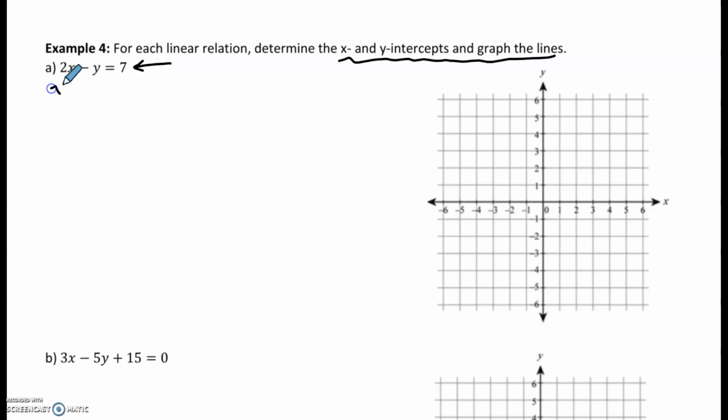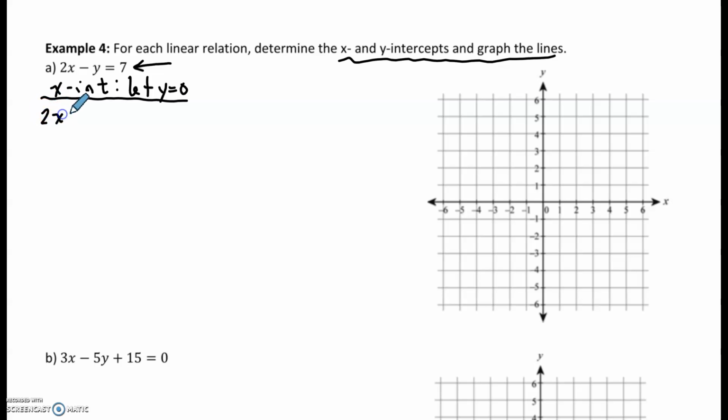So to find our x-intercept, we remember that every x-intercept, so any point on the x-axis, no matter where we are on that x-axis, the y value is always 0. So to find an x-intercept, all we have to do is let y equal 0. Okay, so that's what we're going to do. We're going to plug 0 in wherever I see y into the equation.